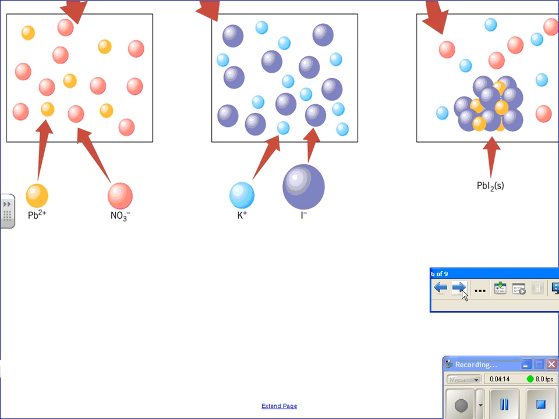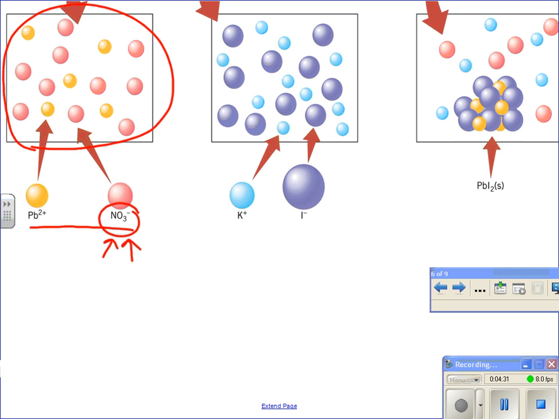What are we doing when we're talking about things being insoluble versus soluble? Pb(NO3)2. Why is that soluble? Because the rule says nitrates, rule number 3, nitrates are always soluble. So if you put Pb(NO3)2 in water, you end up with this.